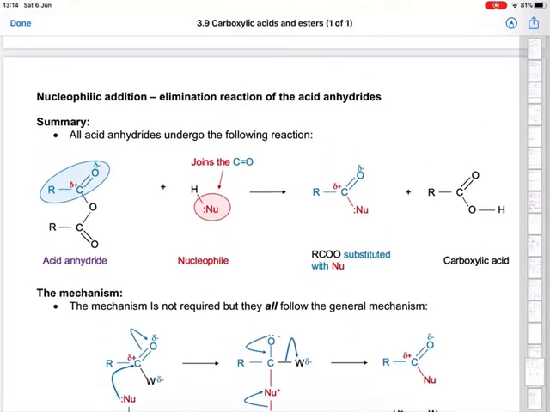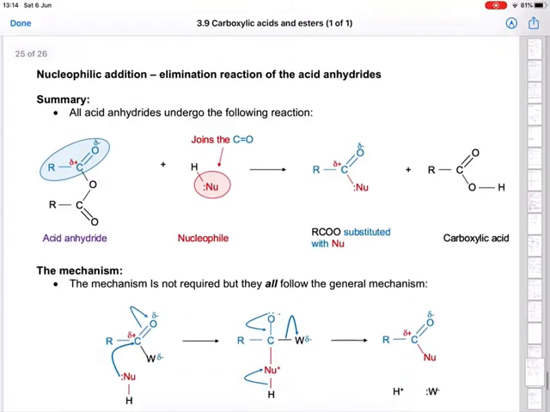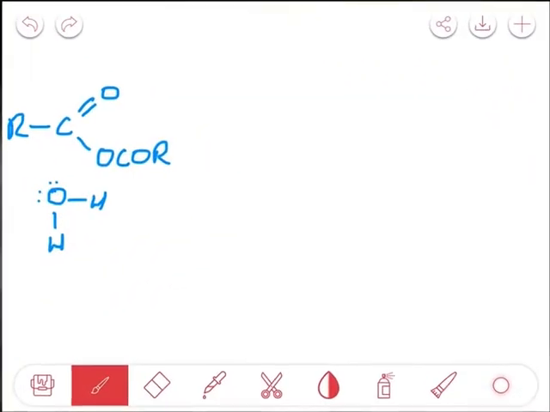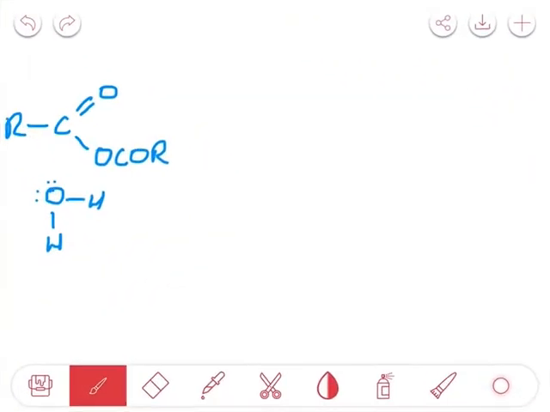So we're now going to have a look at the mechanism for the reactions of the acid anhydrides. If you remember, the reactions of the acid anhydrides were pretty much exactly the same as the reactions of the acyl chlorides. Well, the mechanism of the acid anhydrides is pretty much exactly the same as the mechanism with the acyl chlorides. And again, I've got a summary here, so it's easier to go through it from this point here.